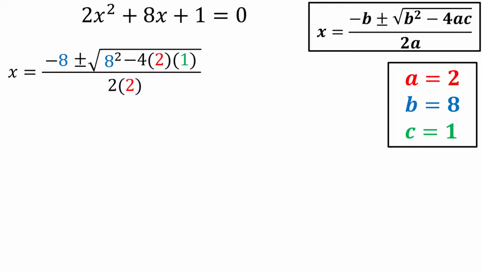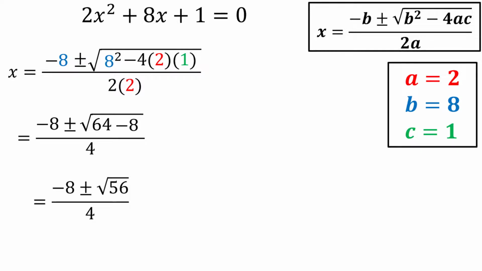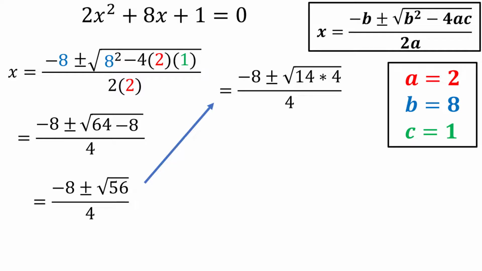Now we can simplify. We have negative 8, and we must add and subtract the square root of 8 squared, which is 64, minus 4 times 2 times 1, which is 8. This should all be divided by 2 times 2, which is just 4. Now let's simplify the inside of the square root. 64 minus 8 is equal to 56. 56 can be rewritten as 14 times 4. We know that the square root of 4 is 2, so we have negative 8 plus or minus 2 times the square root of 14 all over 4.